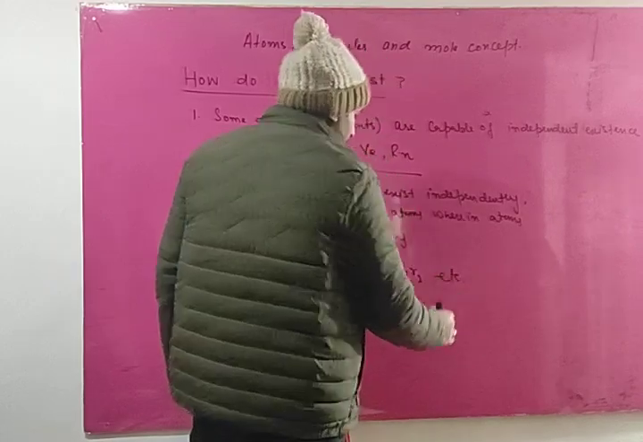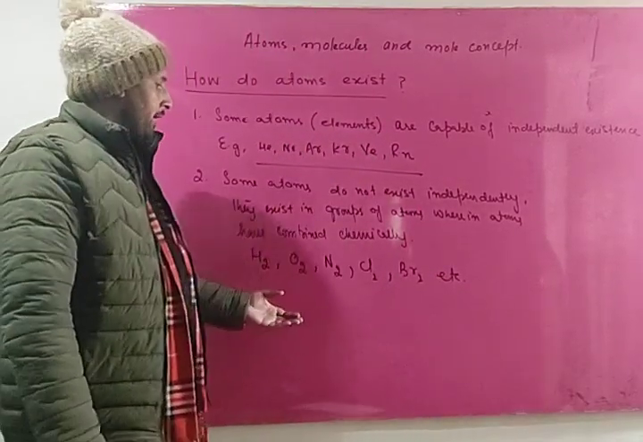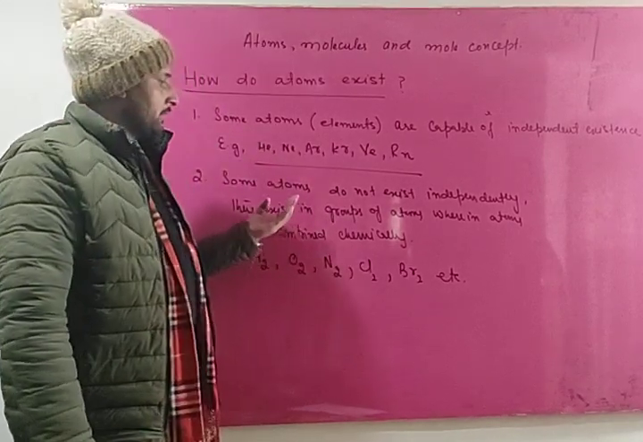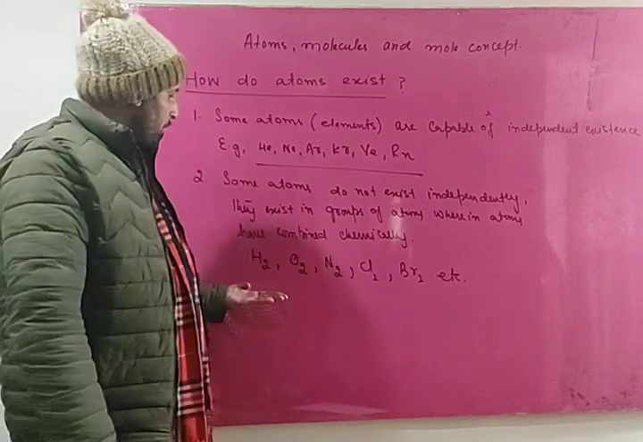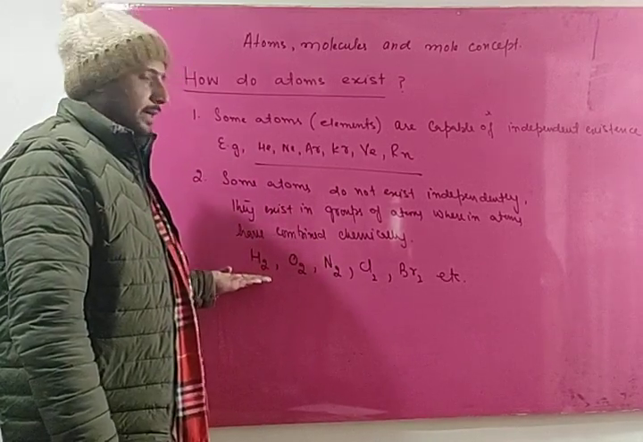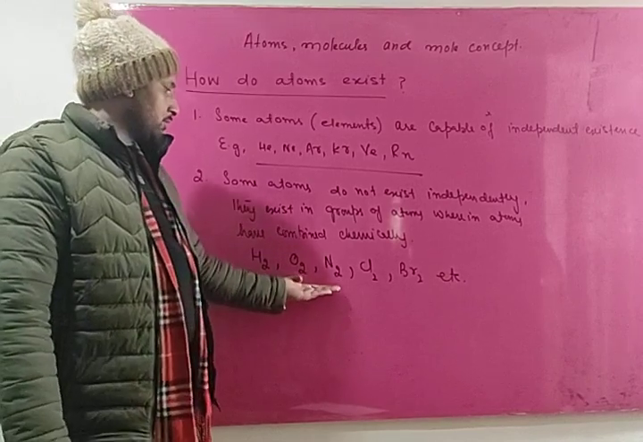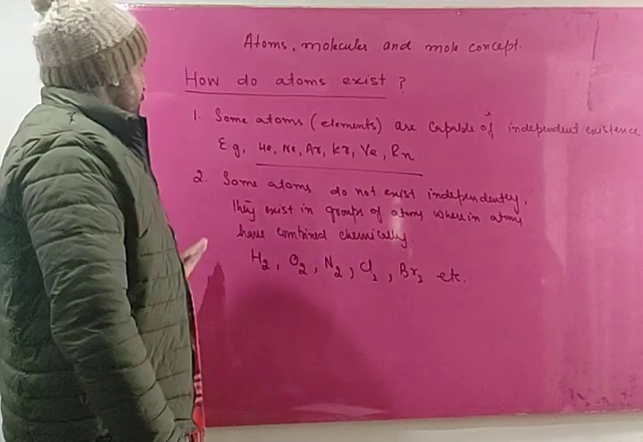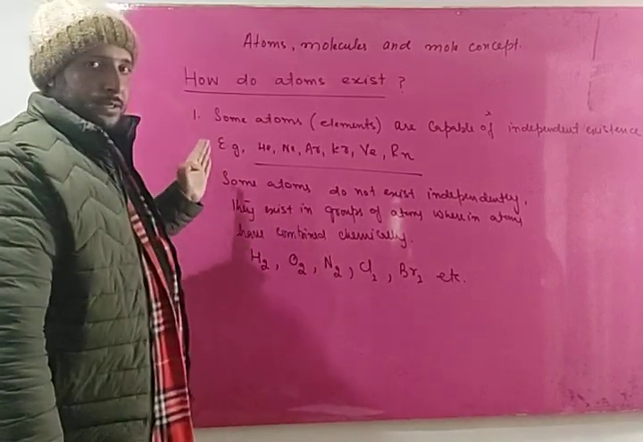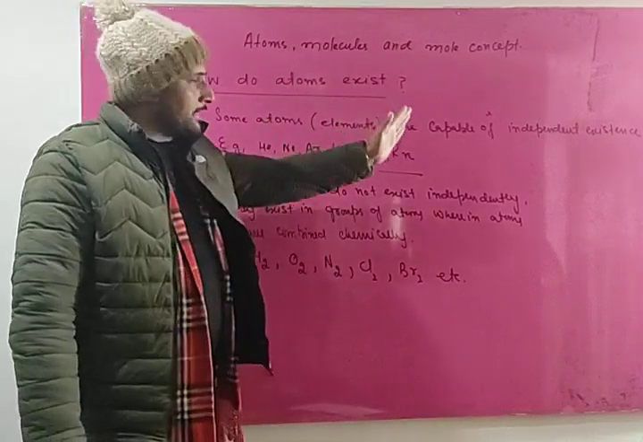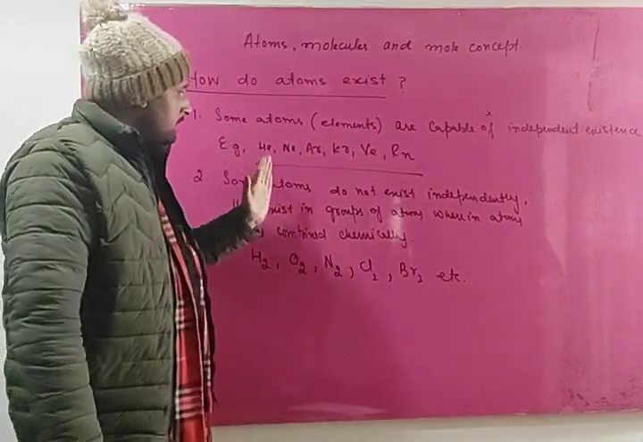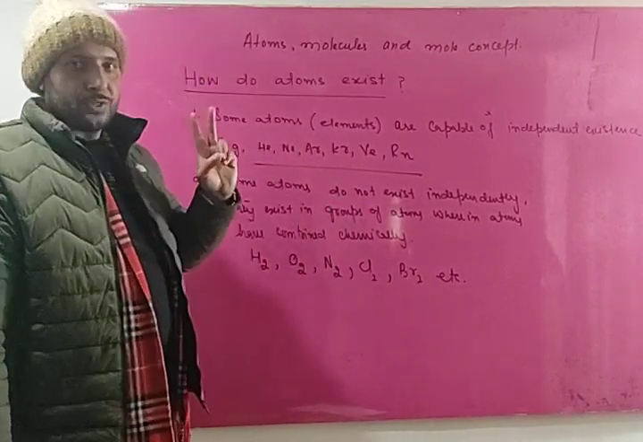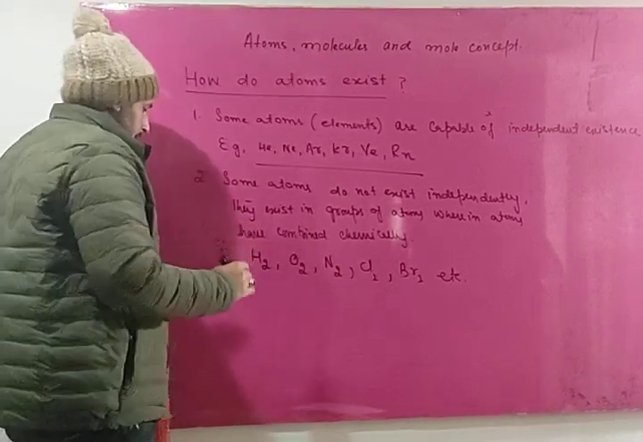That's why whenever you have a chemical reaction, when you write its equation, okay, when you report a chemical reaction, you always take these substances as dihydrogen, hydrogen molecule, oxygen molecule, nitrogen molecule, chlorine molecule, bromine molecule, etc. Okay, so atoms, how do they exist? Atoms may exist independently and atoms may exist in groups. Okay, now there are two situations, there are two possibilities.